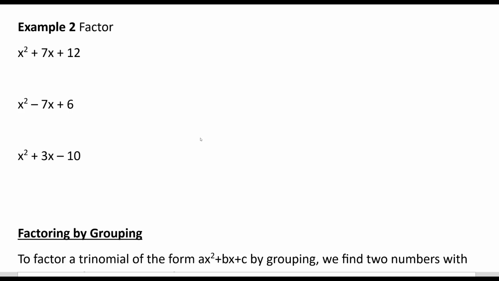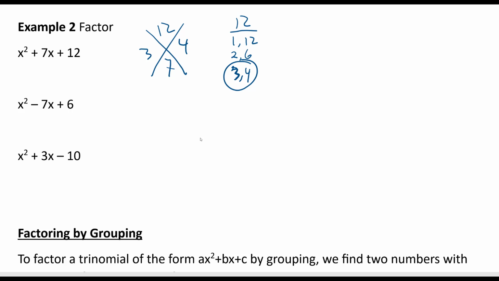So for example 2, for the first one, if I put the 12 on top and the 7 down below, what two numbers add together to make 7 but multiply to be 12? It's probably easiest to look at the factors of 12, like 1 and 12, 2 and 6, 3 and 4, and that's our pair. So x squared plus 7x plus 12 is x plus 3 times x plus 4.